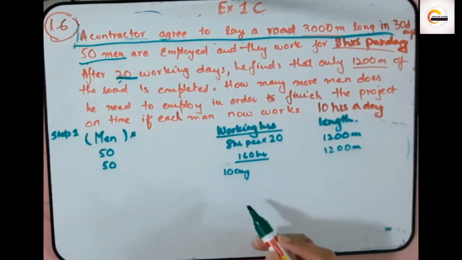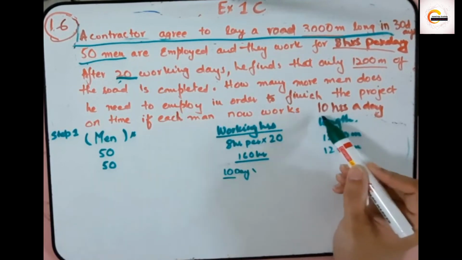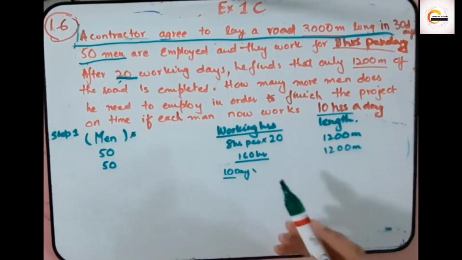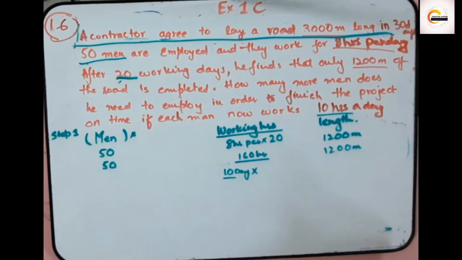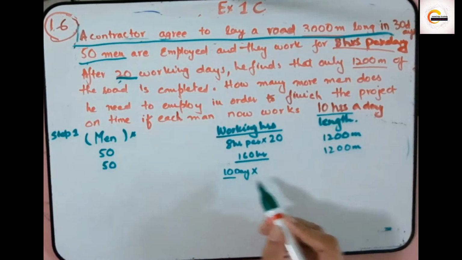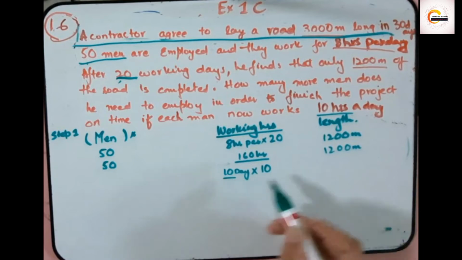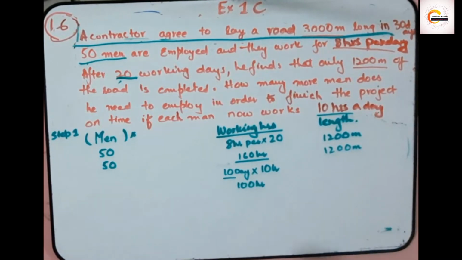So how will we find out that? We will multiply 10 days, and if they will work for 10 hours. First of all, let's find out whether they can complete their job in the remaining 10 days if they work for 10 hours a day. Let's see. So if they are working 10 hours per day for 10 days, that means 10 multiplied by 10, 100 hours in the coming 10 days.